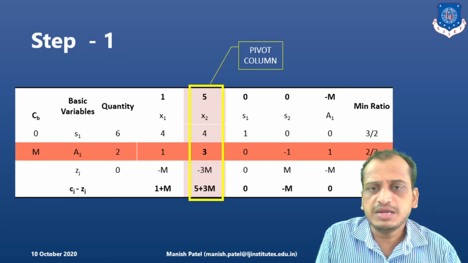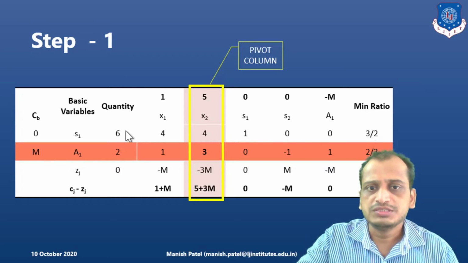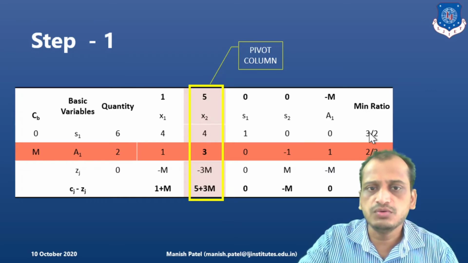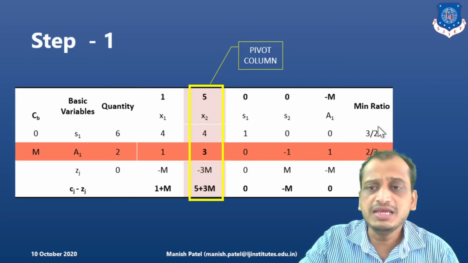Now next step is we will divide quantity by the pivot column to get the minimum ratio. So how do we do that? 6 divided by 4 is equal to 3 by 2. 2 divided by 3 is equal to 2 by 3. So that is how we get the minimum ratio. Clear? Now out of this minimum ratio, which one is the least positive one? The least positive is 2 by 3.